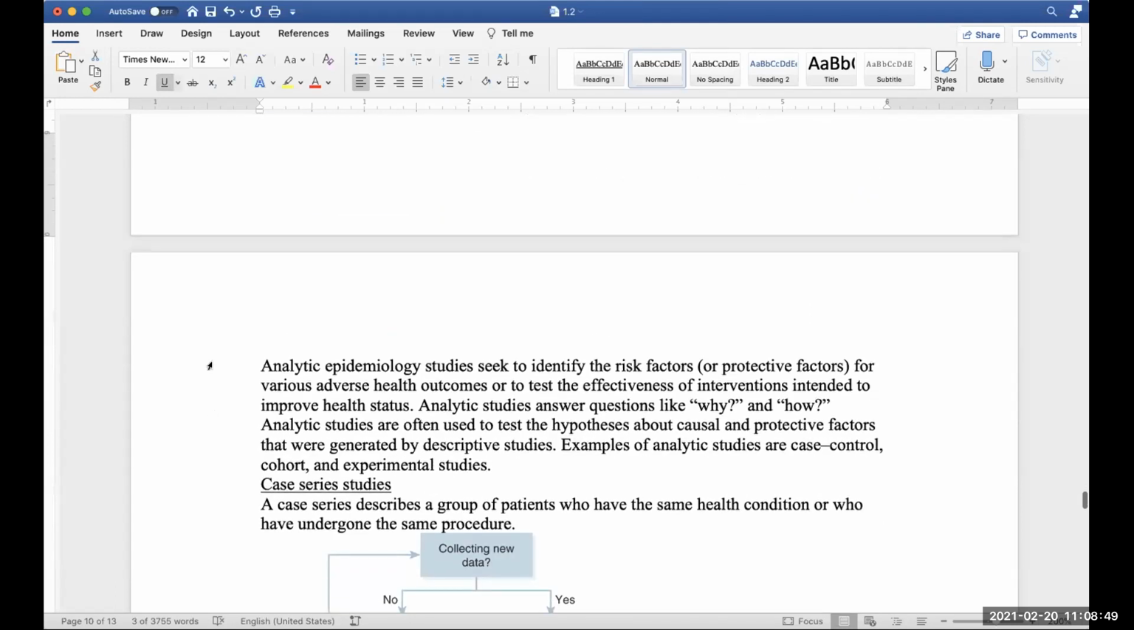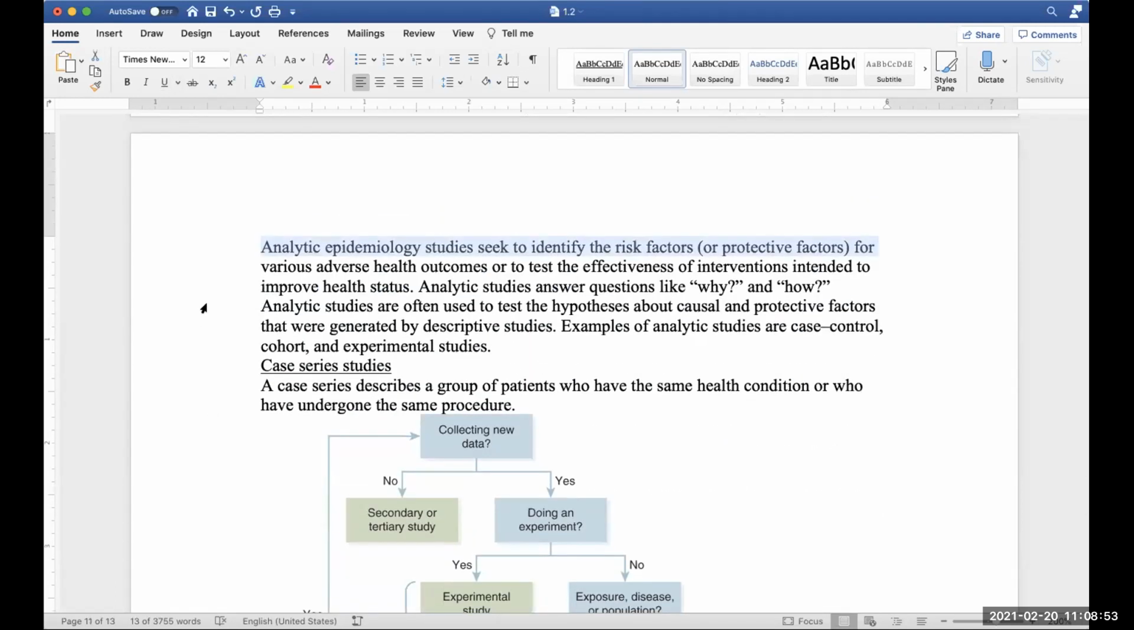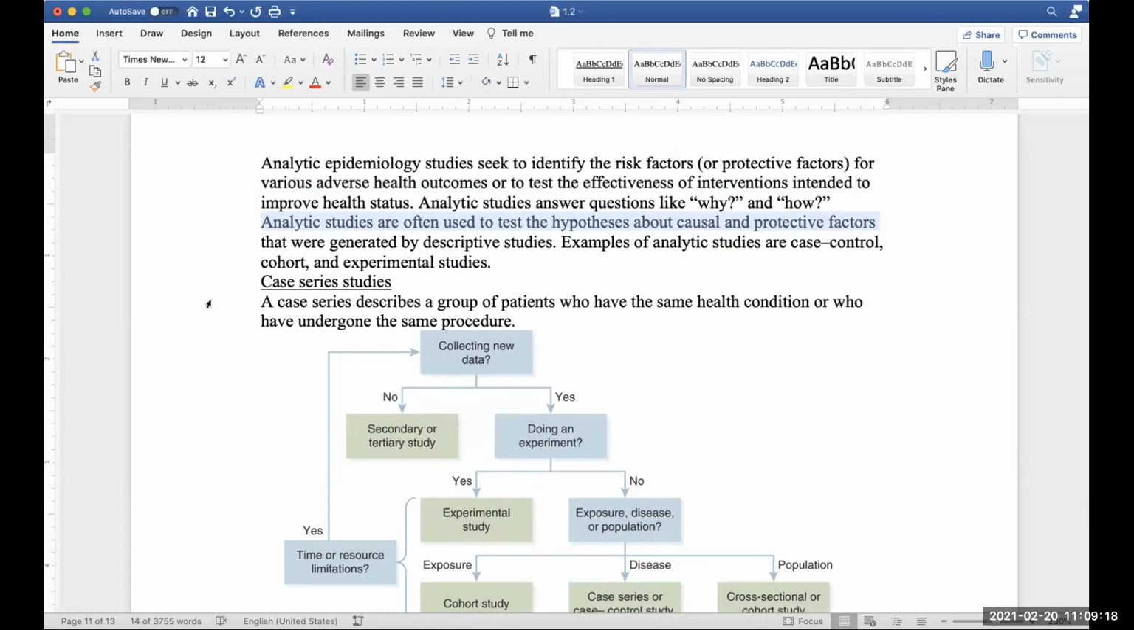Analytic epidemiology studies seek to identify the risk factors or the protective factors for various adverse health outcomes, or to test the effectiveness of interventions intended to improve health status. Analytic studies answer questions like why and how. Analytic studies are often used to test the hypotheses about causal and protective factors that were generated by your descriptive studies. Examples of analytic studies are case control, cohort, or experimental studies.